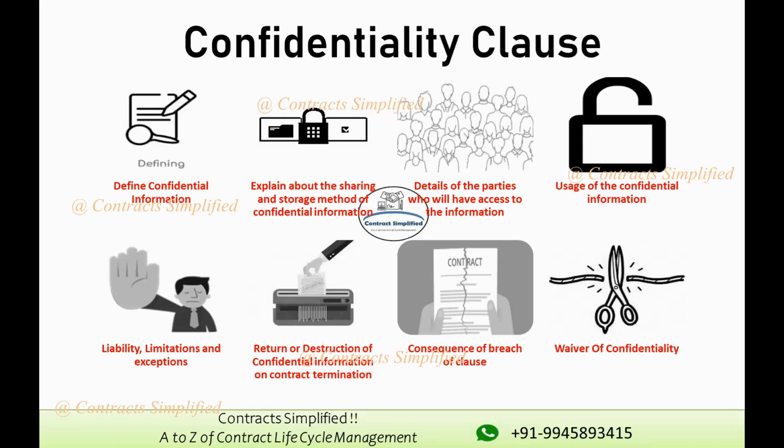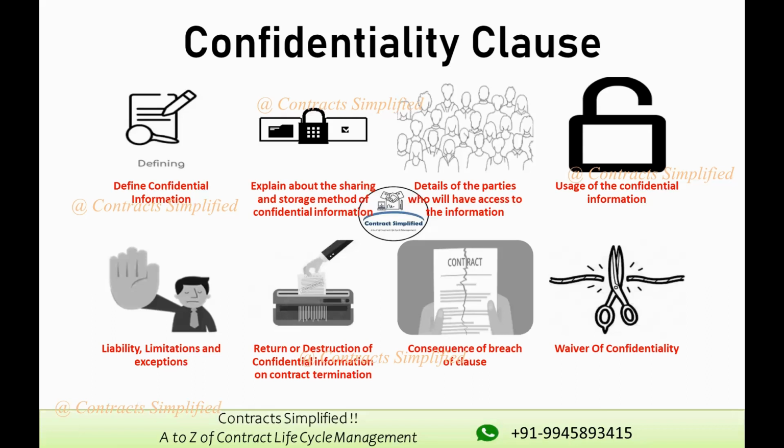The next one is usage of confidential information. Yes, you have to specify where you are going to use the confidential information that is being shared. If this is not mentioned, then later if they use it for some other purpose, it will become difficult because you don't have any criteria mentioning how they can use the confidential information. This way, you are restricting the use of the confidential information.